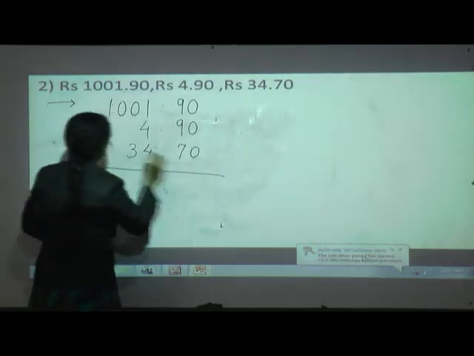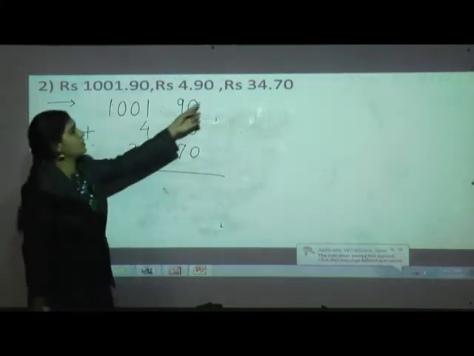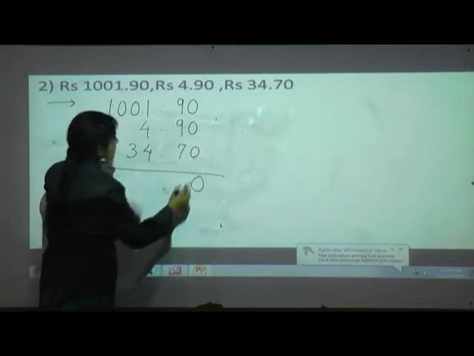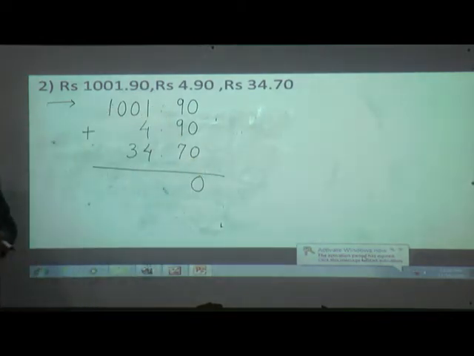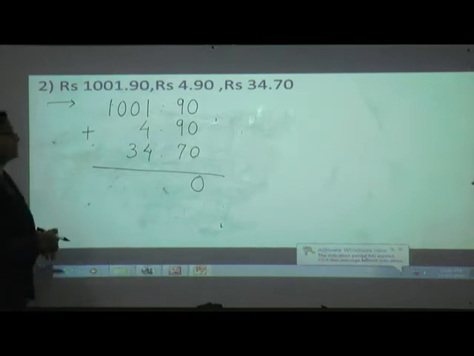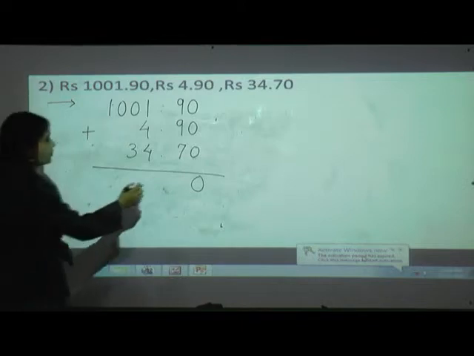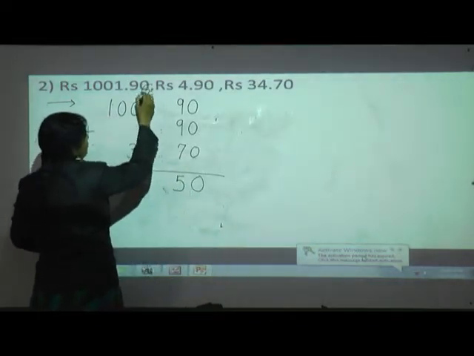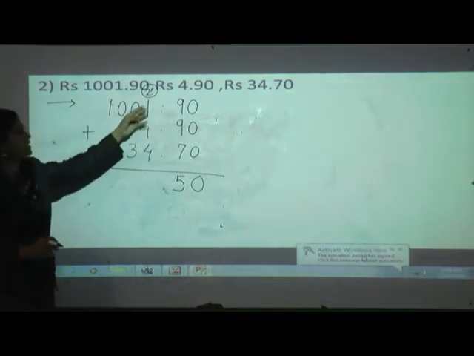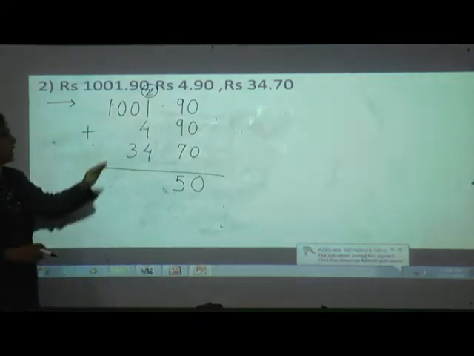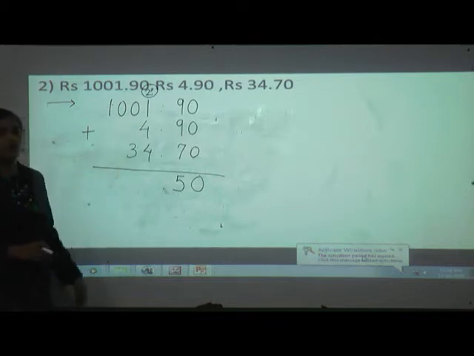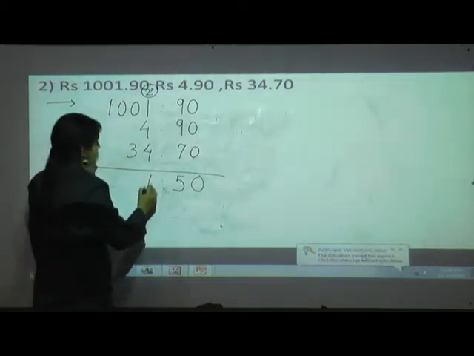Now add it. Here 0 plus 0 plus 0, very good, 0. Now 9 plus 9, 18, and 18 plus 7 is equal to, here students, 25. So write here 5 and carry 2. So 2 plus 1, 3, and 3 plus 4, 7. 7 plus 4, 11. Very good.